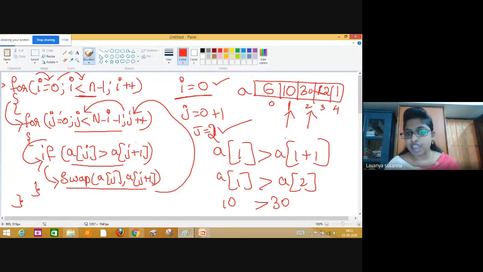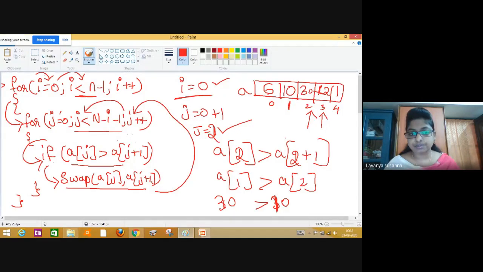Again, A of 2 greater than A of 2 plus 1. What is 2 plus 1? It is 3. A of 2 means 30. 30 greater than A of 3, which is 12. True. When this is true, both are swapped. See, the same process is happening. Please understand it. The same process is happening. Okay.